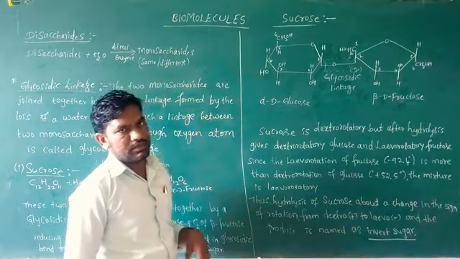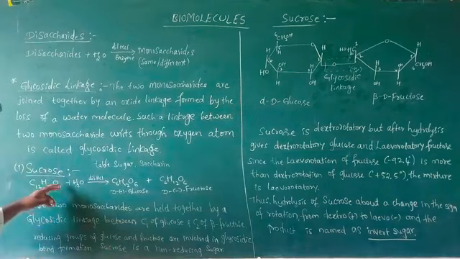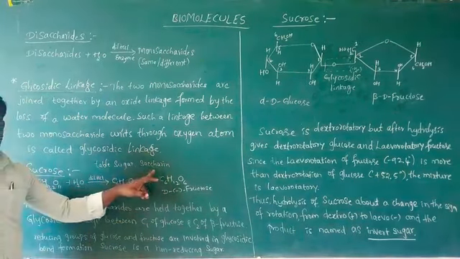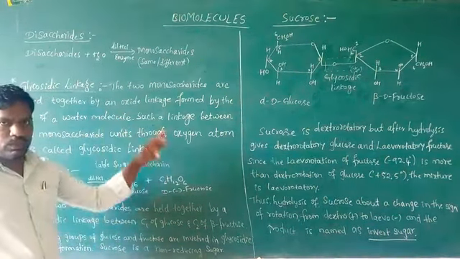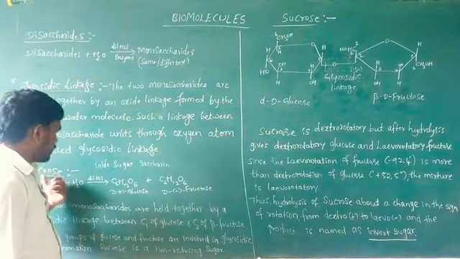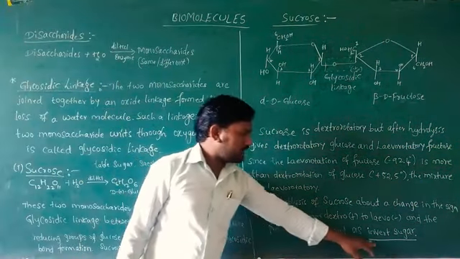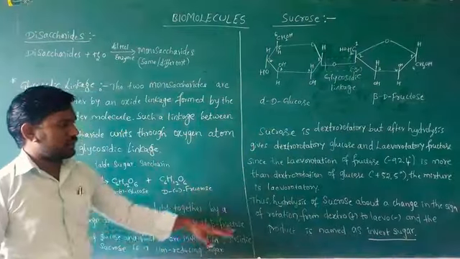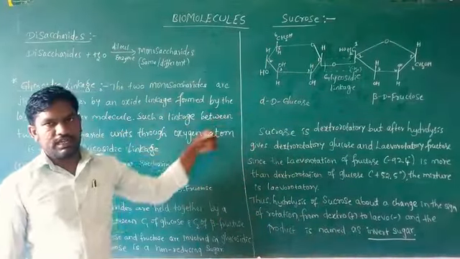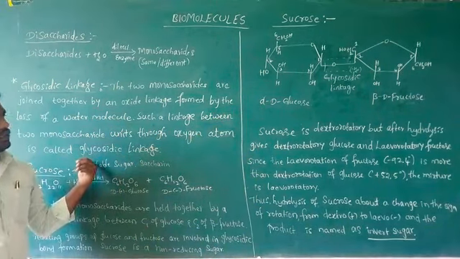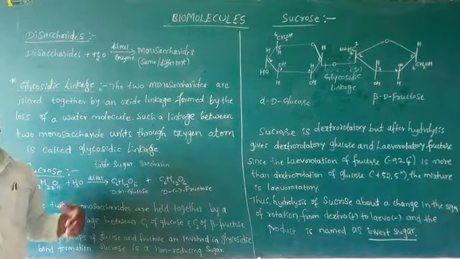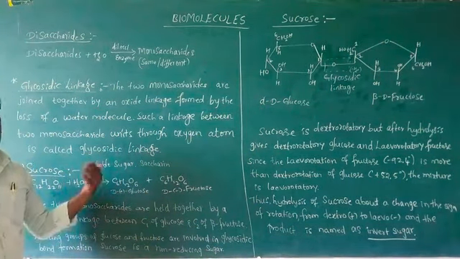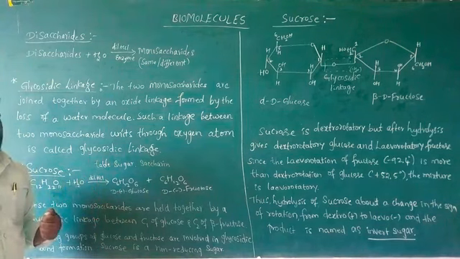How many common names does sucrose have? Table sugar, saccharin, cane sugar, sucrose and invert sugar. One more important question: what is invert sugar? What is glycosidic linkage? And what monomers are formed when sucrose is hydrolyzed?